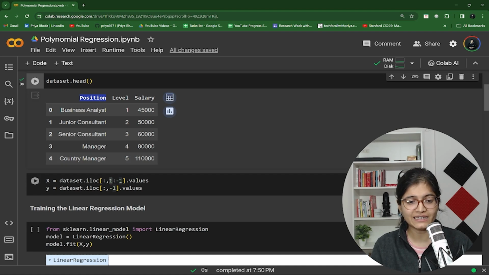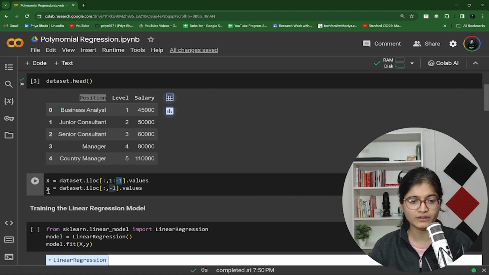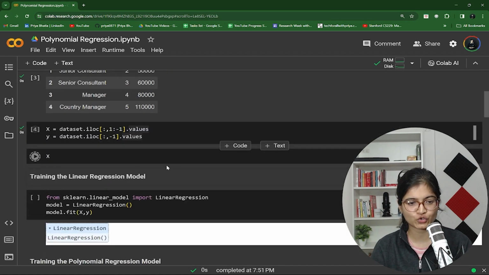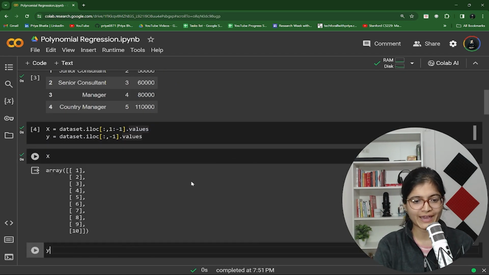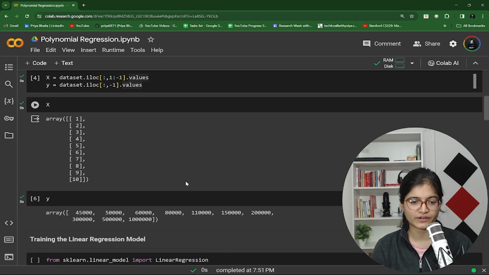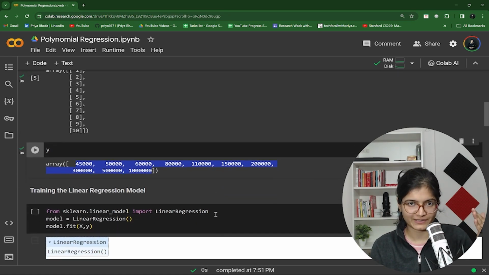So I'll take the last column because that is the final target value, which I will put in the y value. Okay? So this is what I have done. If I just want to show you what x is all about, let me show you. And what is y all about? You can see x contains the levels and y contains the corresponding salaries of a person. And you will observe that as the level increases from 1 to 10, the salary is also increasing, right?